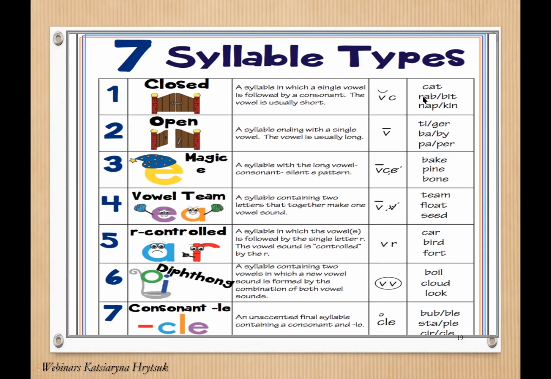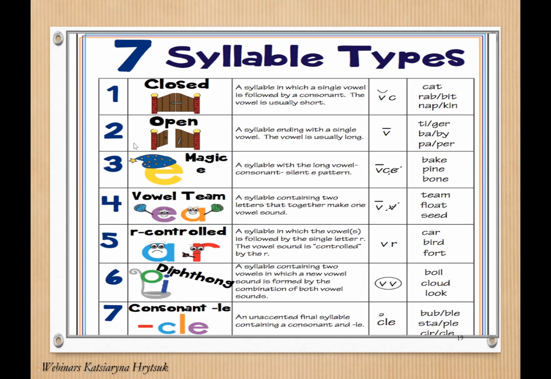Then we have, let me give you another example. Rabbit. A single vowel, just one, is followed by a consonant. Okay? Again, single vowel followed by the consonant. Napkin, single vowel followed by the consonant. So it's called closed syllable.